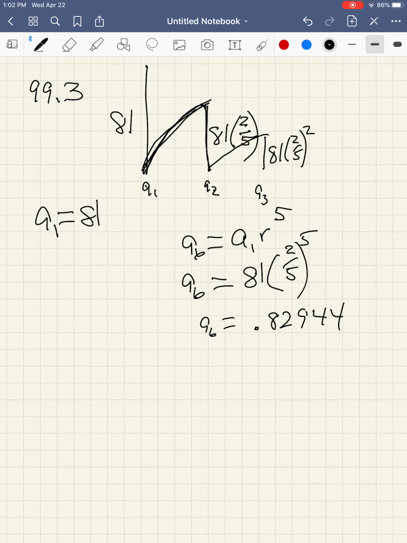So it started at 81 inches, and on the 5th fall, it's only down at 0.82944 inches. That's not a very bouncy ball, is it? It only took 5 bounces, and it's almost not bouncing up at all. All right, so that's enough on geometric progressions.